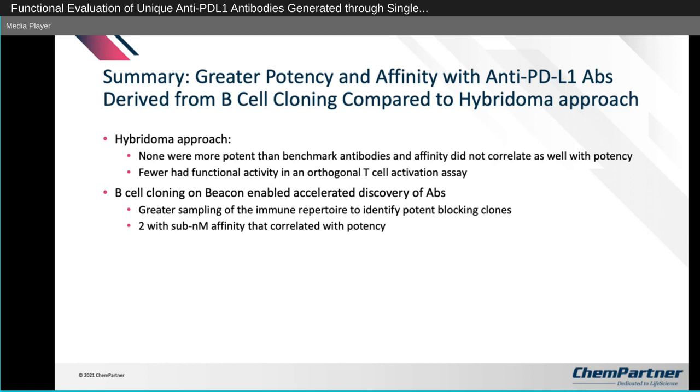In comparison, the Beacon platform obviously accelerated the whole discovery process, but we also got the chance to have a greater sampling of the immune repertoire to identify potent blocking clones. And as explained earlier, the clones which had subnanomolar affinity correlated completely with their potency.